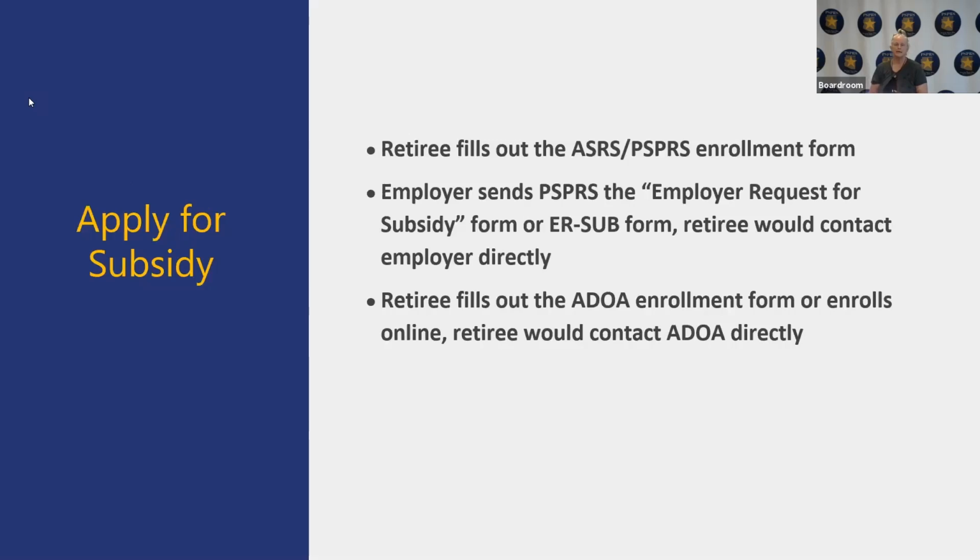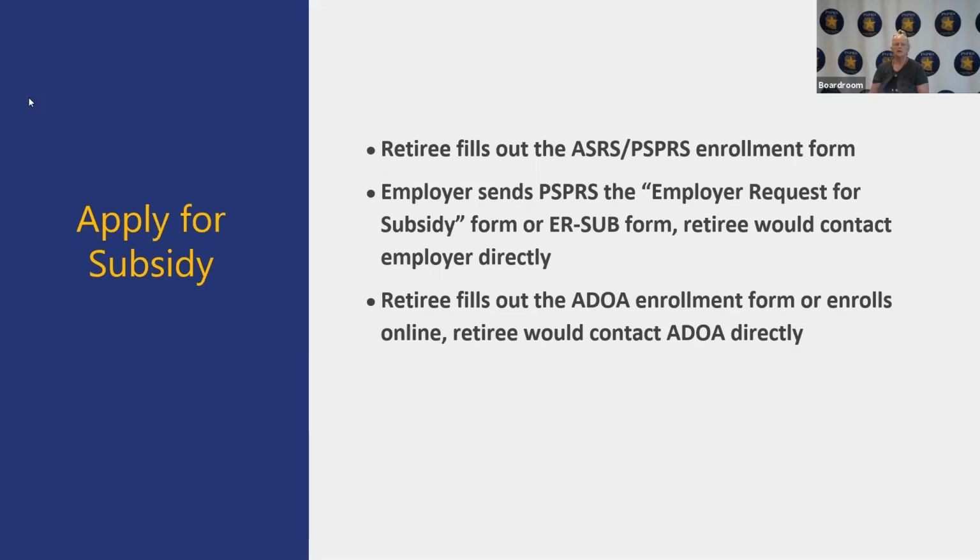How a member gets the subsidy. The first item on here is if they're going to apply for the Arizona State Retirement Group Plan, which is a form they fill out and return to our office.